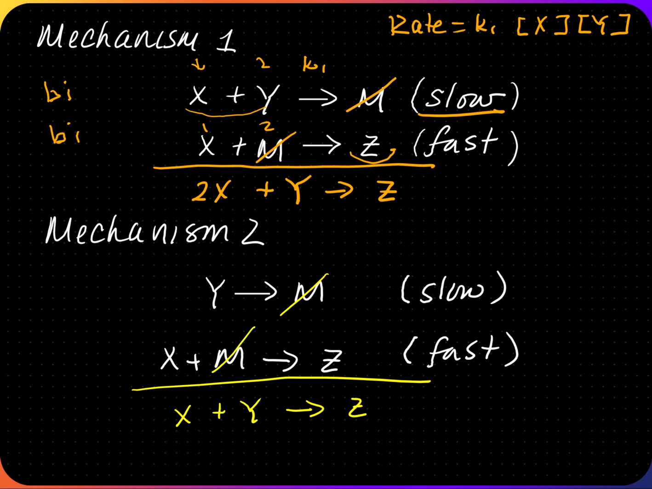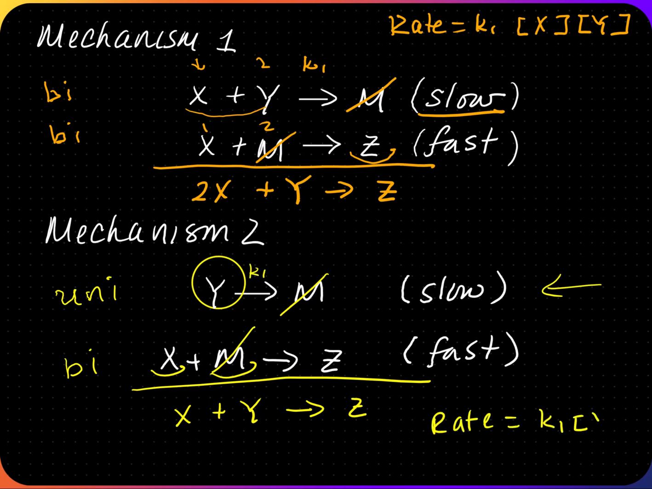So the molecularity for the first equation is uni because there's only one molecule here. For the second step, it's going to be bi because we have 2, X and M. The rate law again is determined by the slow step. The slow step is the first step. So rate is equal to, we label this K1 [Y].